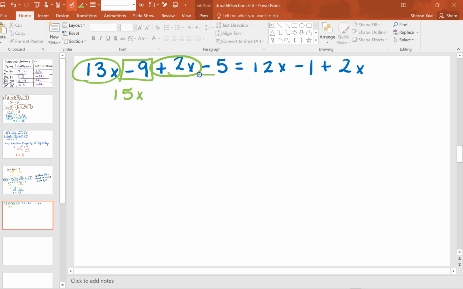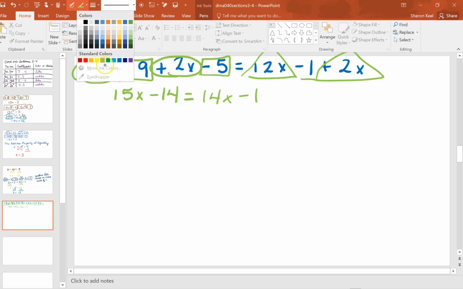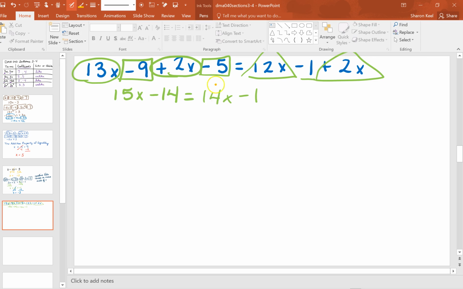Then we have a negative 9 minus 5. That gives us minus 14. On the right side, what we can combine is a 12x and a plus 2x. 12 plus 2 is 14x. The minus 1 is alone, so let's bring that down. Now, I'm going to move my 14x to the left. So I'm going to subtract 14x, which is the opposite, to make that cancel, minus 14x. 15 minus 14 is a single x, minus 14 equals negative 1.